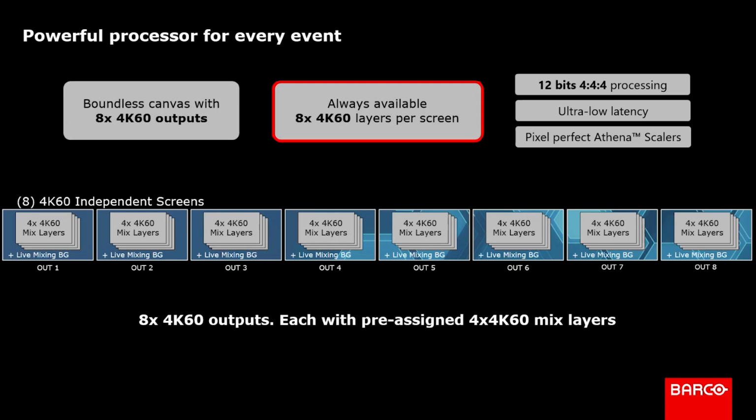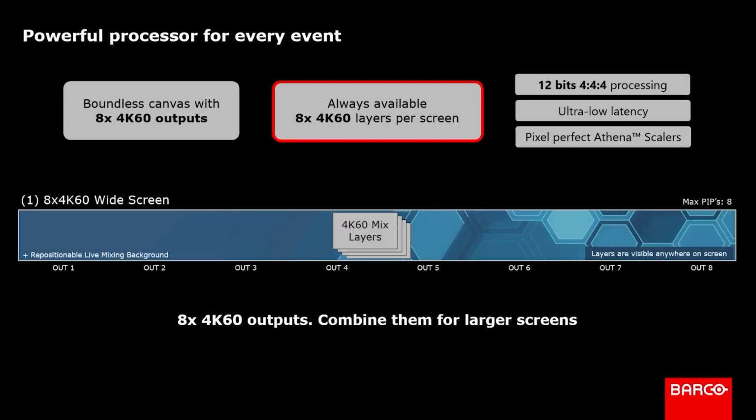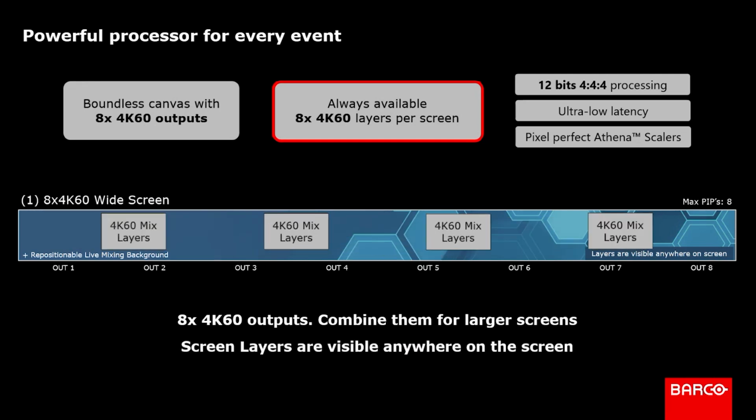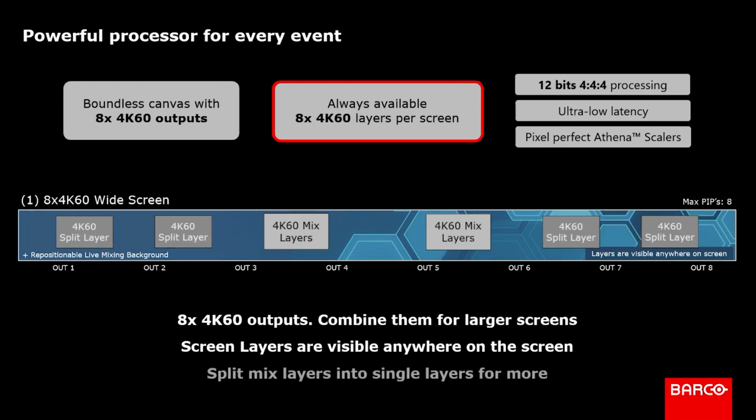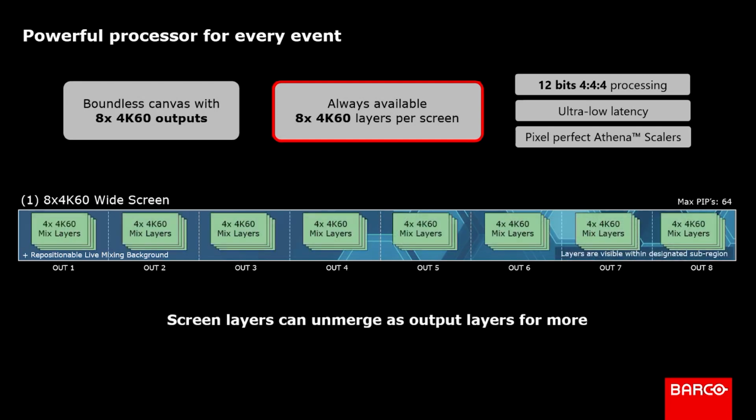So let's drill down into what we mean by always available 8 4K 60 layers per screen, or 4 4K 60 mix layers, which is the example that we're doing here, right? So we have 8 outputs, or 8 screen resources, as we like to call them. And those screen resources can be combined together to make one massive quote unquote canvas, with repositionable live mixing background, or we can break those out and have those screen layers available anywhere on the screen at any time, or we can split those up into single layers or split layers, and we can do all of this on the fly, right? So we're going to go through some iterations and examples.